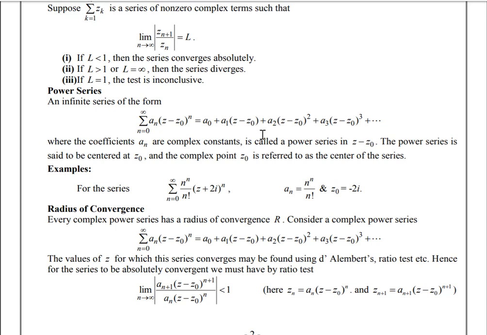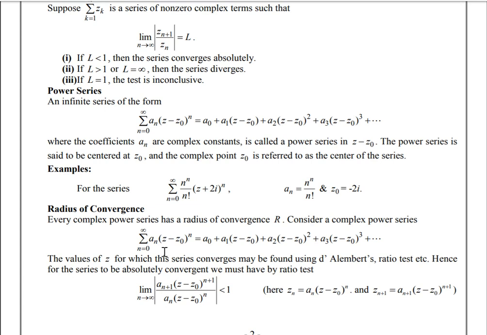What does it mean? It means the series converges for values of z in a region of complex numbers which is something like an open disk. Of course, that open disk has some radius. How can we check this? For this, consider this infinite power series. Every complex power series has a radius of convergence.